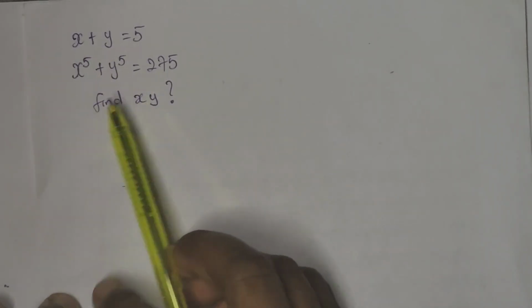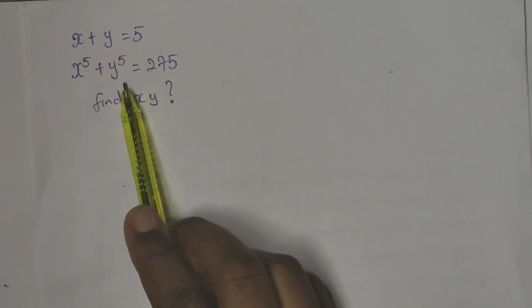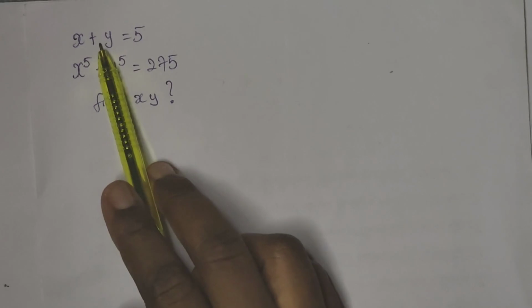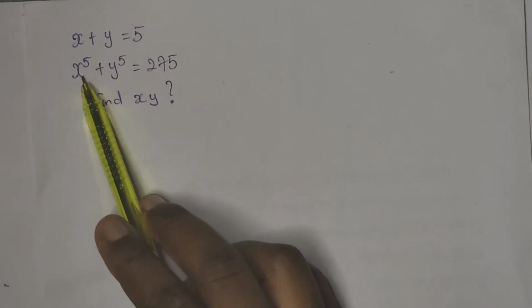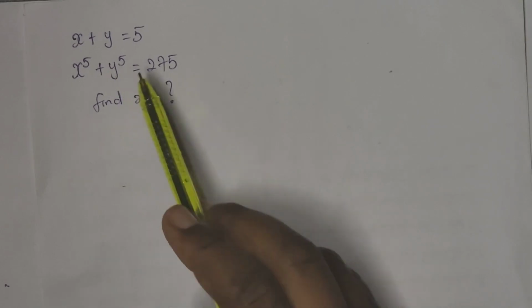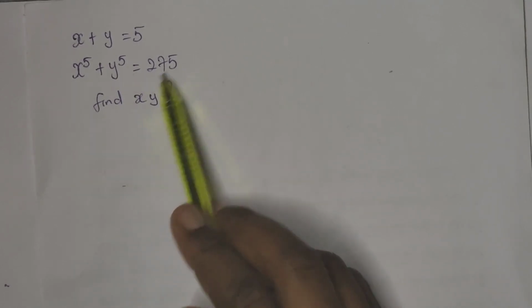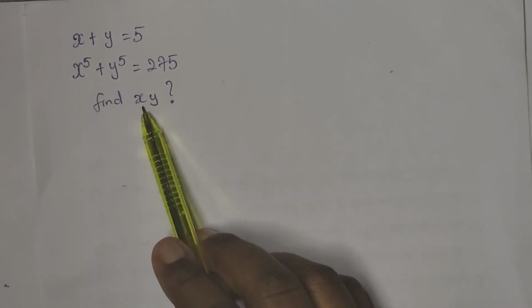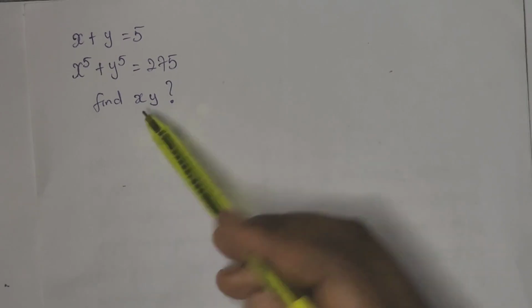So we want to resolve this algebraic problem. We have x plus y equal to 5, and we have x to the power of 5 plus y to the power of 5 equal to 275, and we want to find the value of x times y.